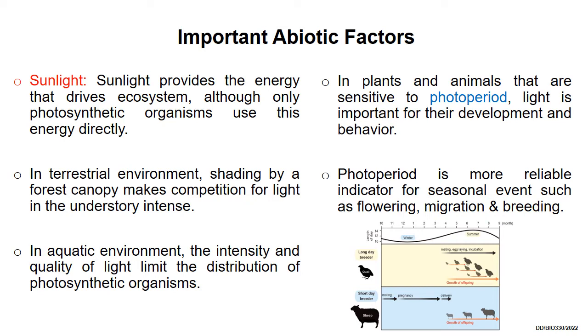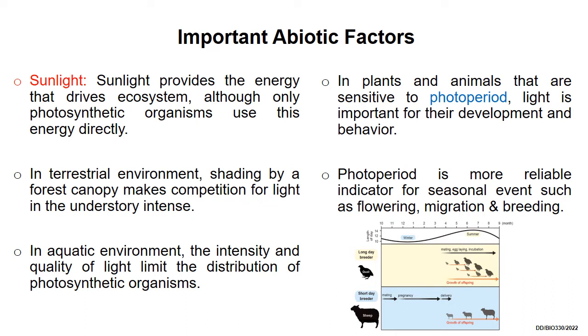For example, quail are long-day breeders. It is compulsory for quail to breed only during summer, where they mate, lay eggs, incubate, and grow their offspring. Compare this to short-day breeders, for example sheep. Normally, they are still able to mate and become pregnant during winter, but evolutionarily, they deliver and grow the offspring during summer. Why during summer? Because summer provides a suitable temperature and a lot of food compared to winter.